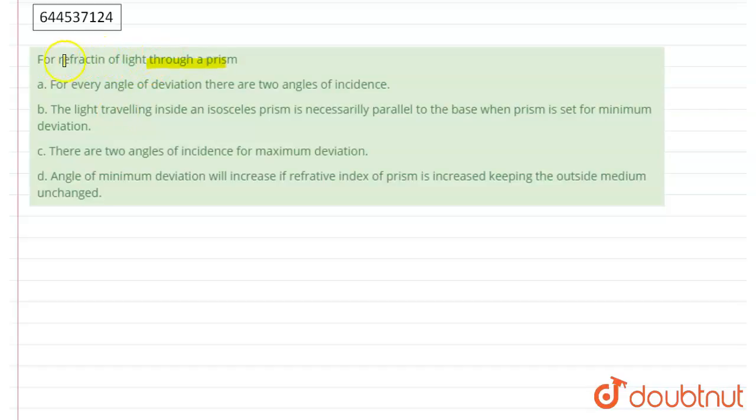It is a multiple correct option type question, and these statements are related to refraction through a prism. So we have to identify which options are correct. Okay, so let's go through the first statement. According to the first statement, for every angle of deviation there are two angles of incidence.